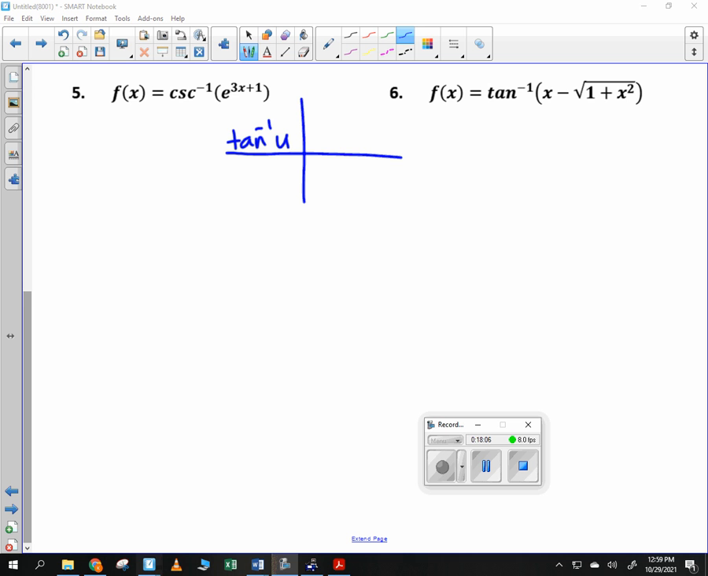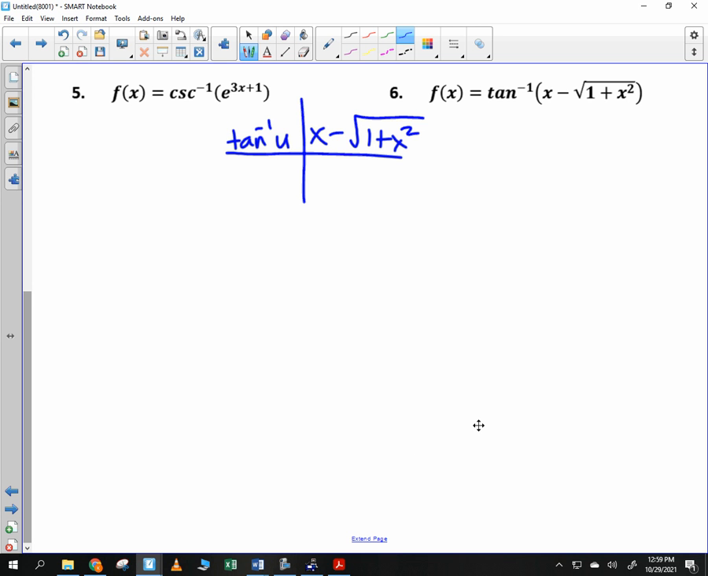All right. Here I've got x minus the root of 1 plus x squared. Derivative of tangent inverse. What's the derivative of x? How do I find the derivative of the root of 1 plus x squared? Another chain. Yes.